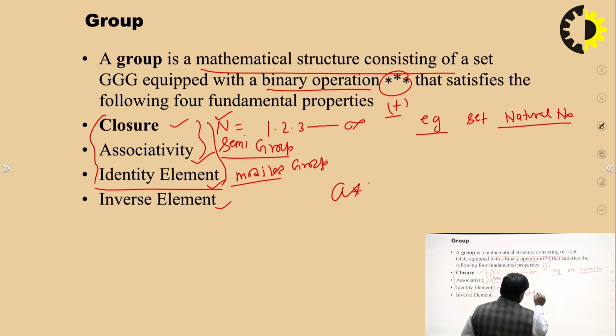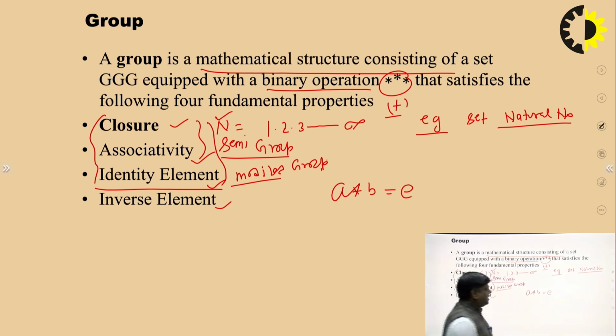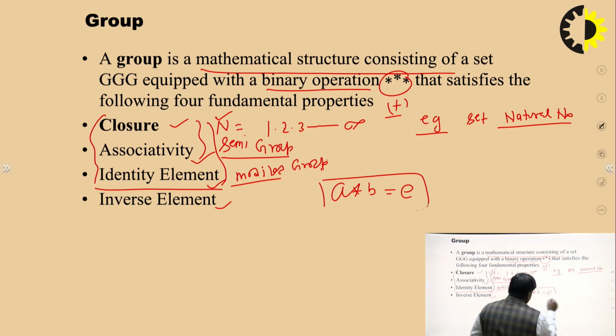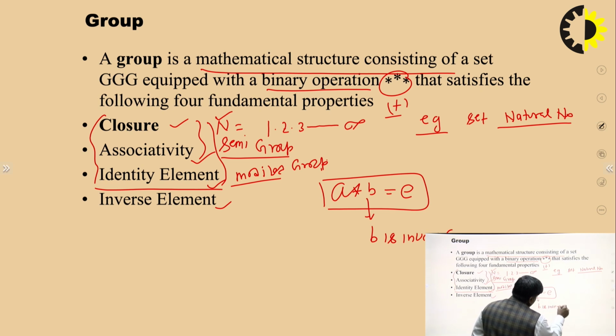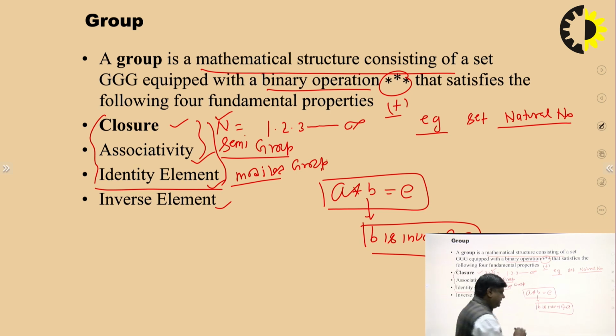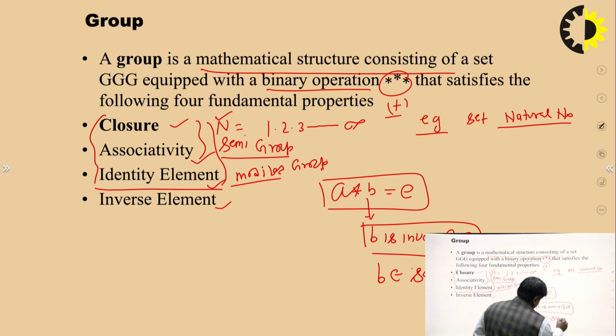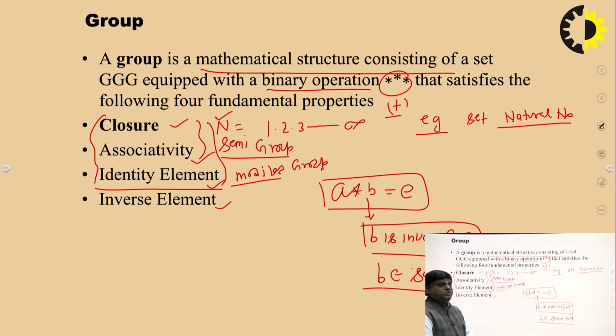A operation B, if we find the E is identity and A is an element and B is also an element. If such kind of value exists, then we can say that B is the inverse of A, and B also belongs to the same set, then we can say that that mathematical structure follows the inverse property.